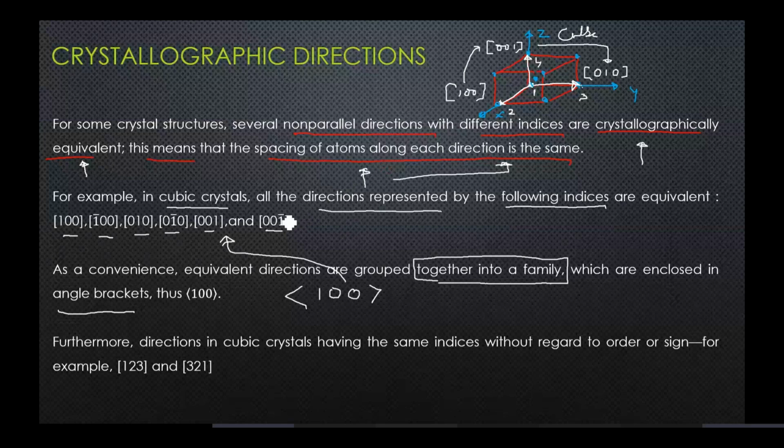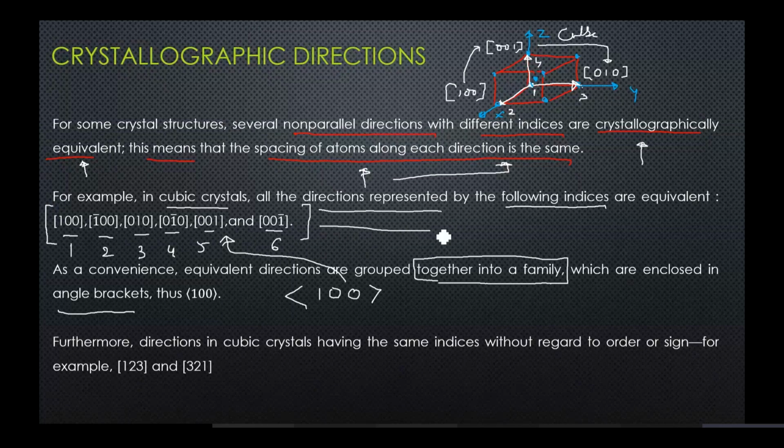What I'm trying to say is that these 6 directions are crystallographically equivalent directions. Clear? Now, in order to write these 6 directions together, I can refer to them as the family of directions. And how do I represent that family? I represent that family in angular brackets having the indices 100. Clear?